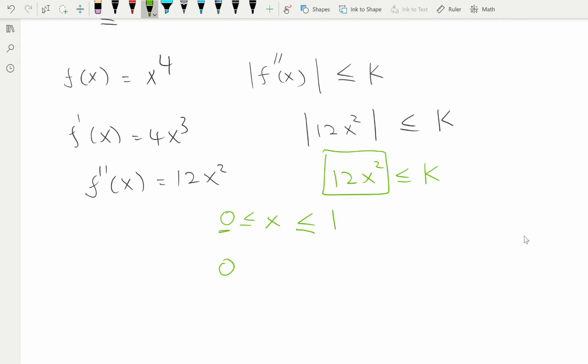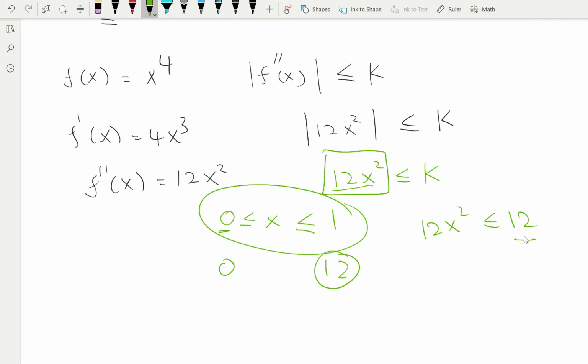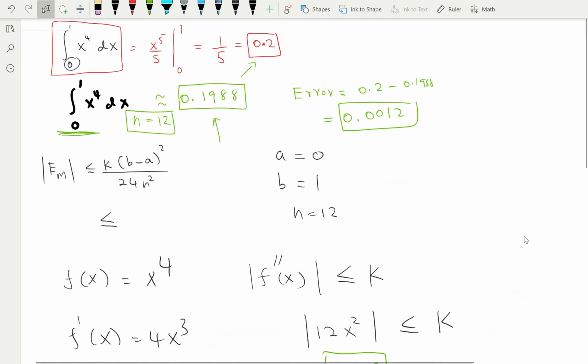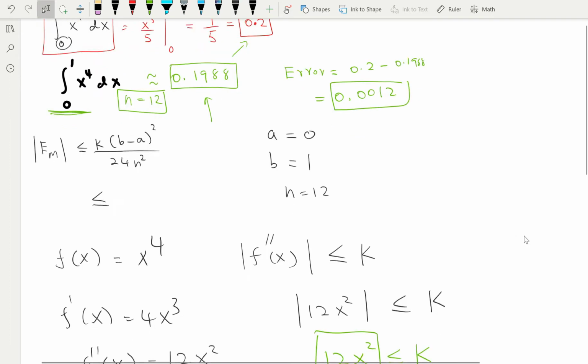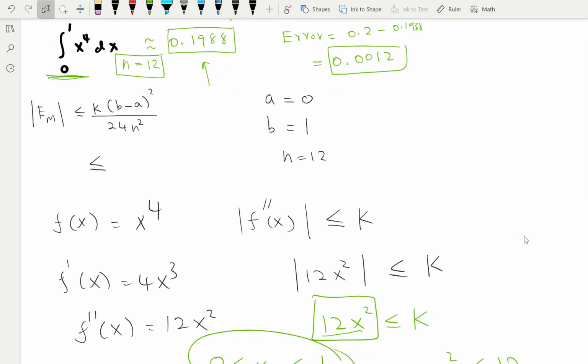When x is equal to 1, 12x squared is what? 12, right? Then 12 is the largest value of the function 12x squared between x values 0 and 1, right? So we can say 12x squared is less than or equal to 12 for x values between 0 and 1. So K is 12. That's a valid argument, okay? Alright, K is 12.